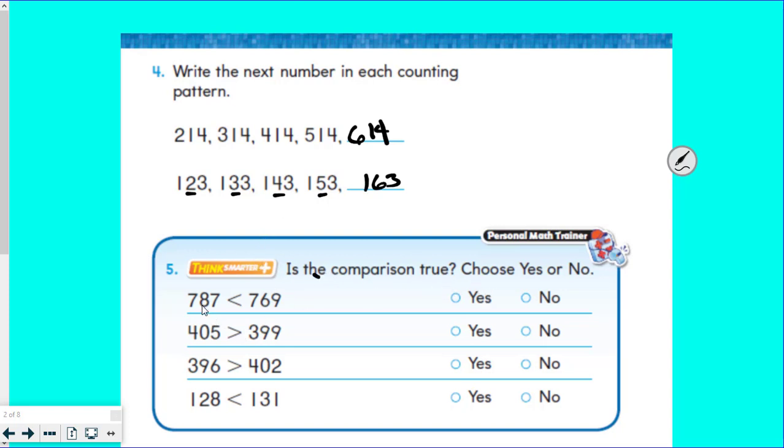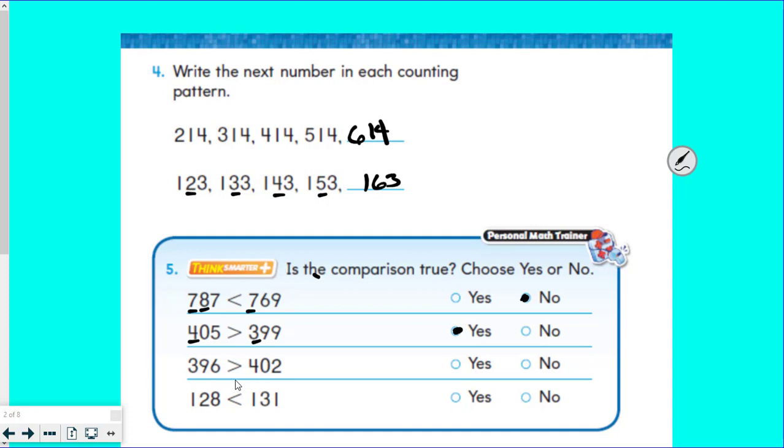Is the comparison true? Choose yes or no. So let's see. Is this true? 787 less than 769. Well, no, because if you look at the hundreds, they're the same. But then if you look at the tens, there's more tens here. So that means that number is greater. So this is no. They did that one wrong. 405 is greater than 309. Looking at the hundreds right away, I can see there's more hundreds in the first number. So yes, that one's correct. 405 is greater.